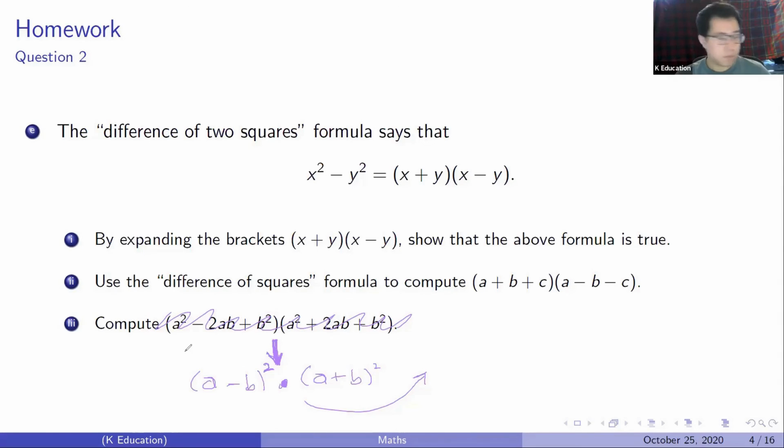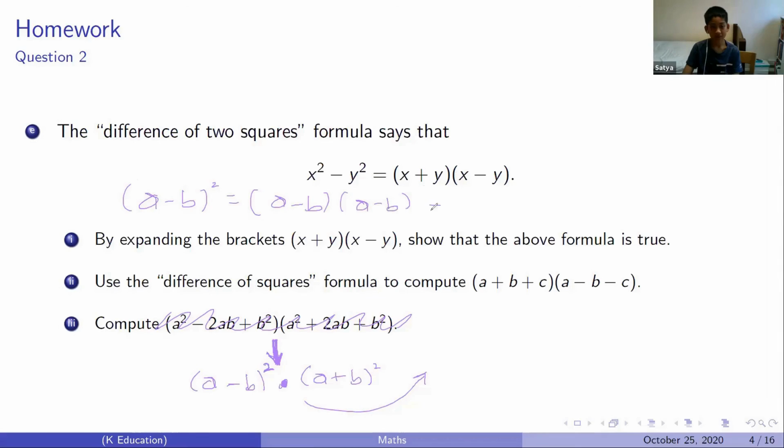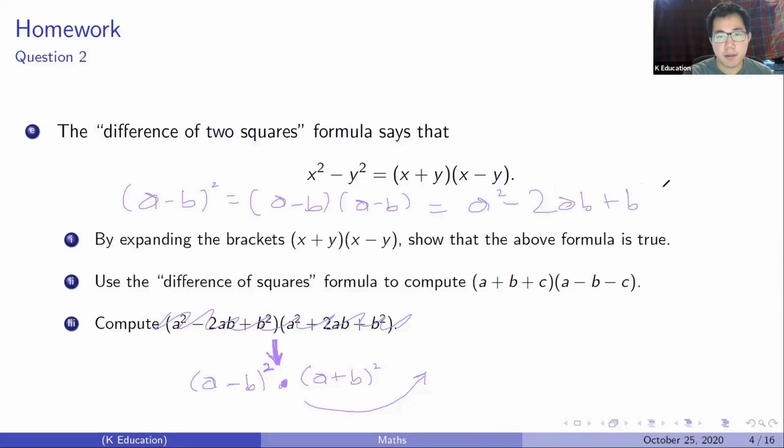So for the first bit, it would be a squared minus b squared. Okay. What do you mean? How's it a squared minus b squared? Because a minus b is a minus b times a minus b. I'm not for sure. It's not a squared minus b squared, right? It's a squared minus 2ab plus b squared. Right, so that's not the same.